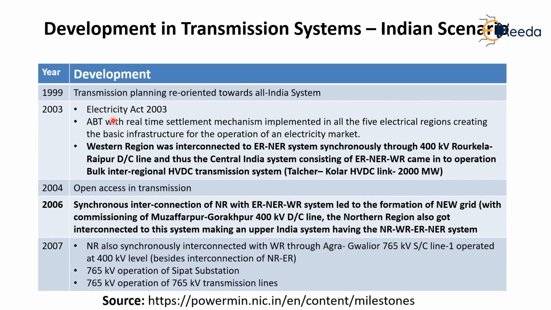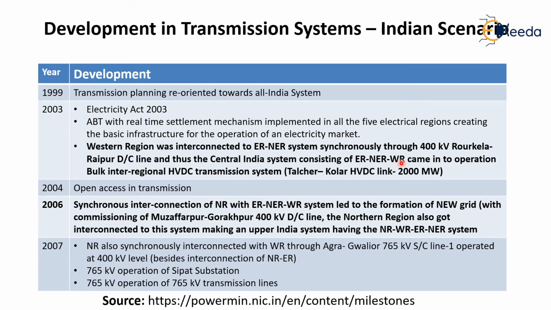So in 2003, the Electricity Act 2003 was enacted, and ABT with a real-time settlement mechanism was implemented in all the five electrical regions, creating the basic infrastructure for the operation of an electricity market. And in 2003, again, one more interconnection took place. The western region was interconnected to the eastern region and the northeastern region system synchronously through the 400 kV Rourkela Raipur double circuit line.